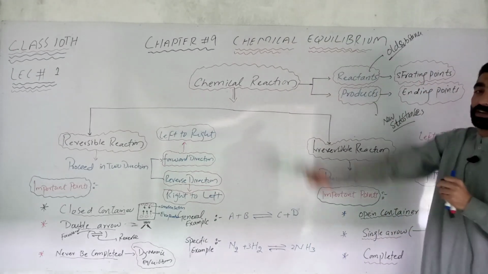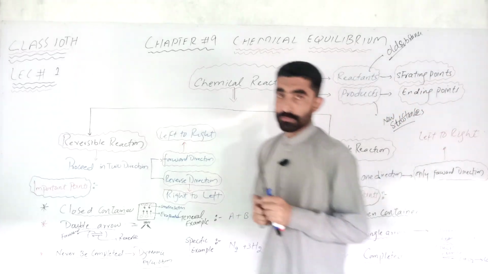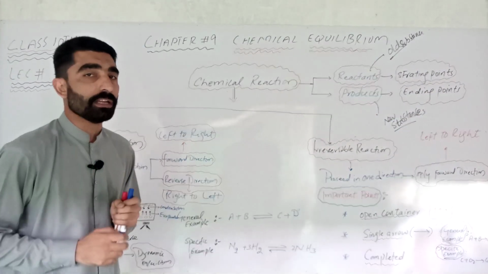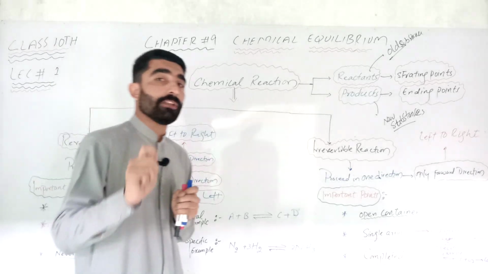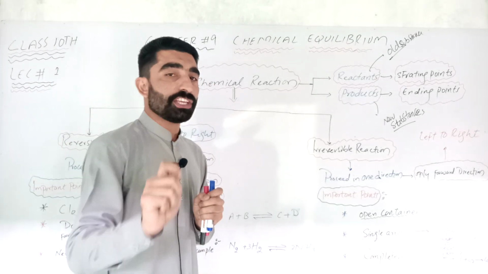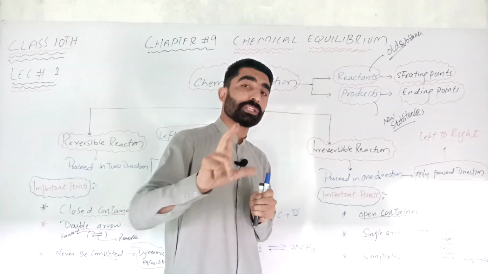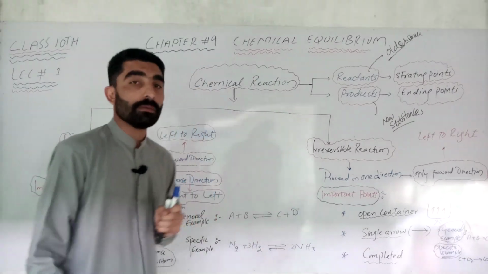Now define the chemical reaction: a process in which new substances, meaning products, are formed from the old substances, meaning the reactants. Reactants are those substances in which chemical changes occur, and products are those substances in which new substances are formed.